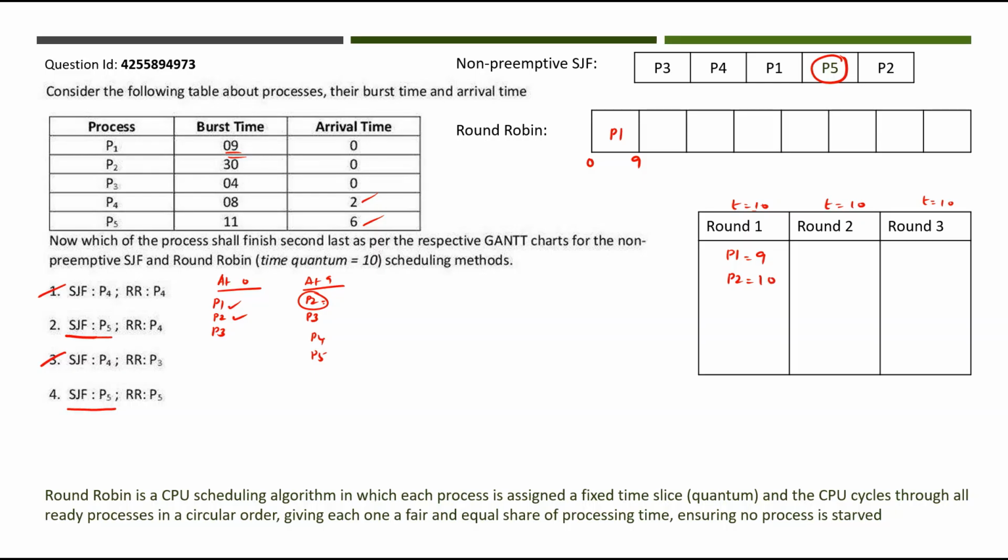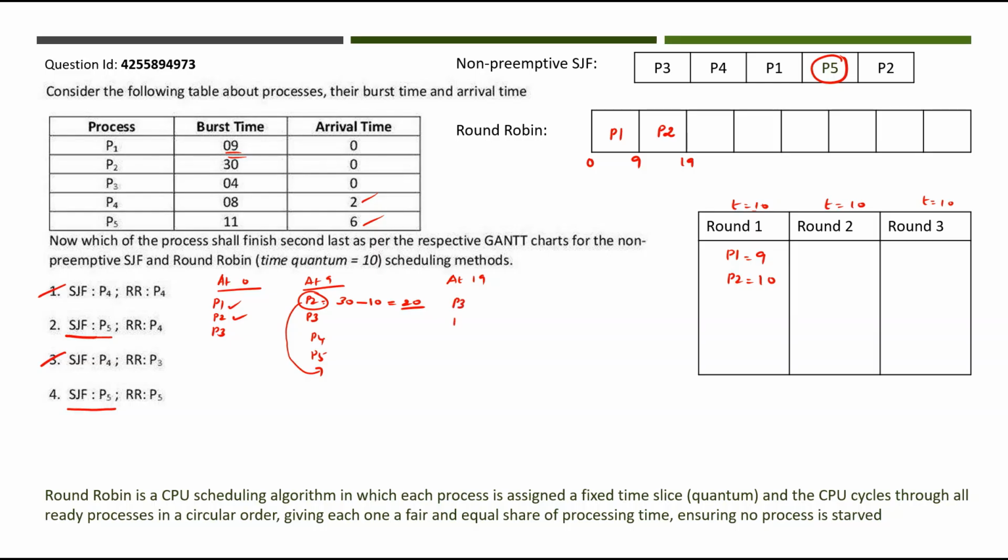So now just calculate 10 from 9, it is 19. P2 will run. So for how long has it run? It has run for 10. P2 has a burst time of 30 and in that 10 burst time is done in round 1. So what is the remaining time for P2? It is 20. At 19, P2 has finished execution, so it will move to the last in the circular order.